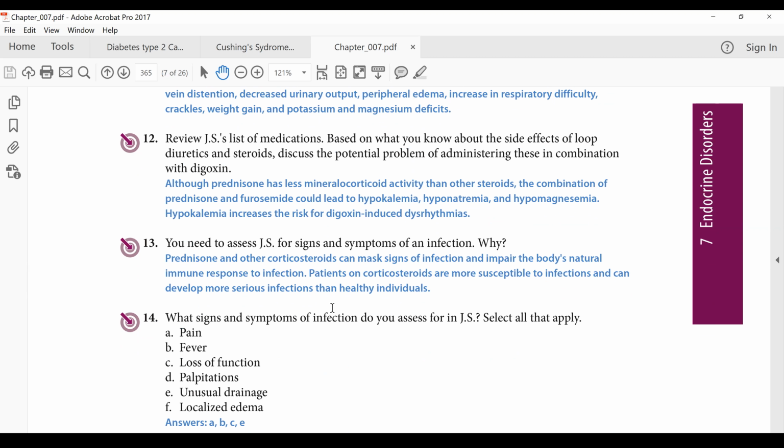And here's the reason why. Fever, we all know that's usually a telltale sign the body's working overtime, right? Pain at the site of the infection, unusual drainage and loss of function may occur. Palpitations and swelling are not usually present.